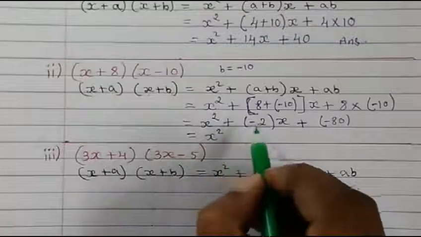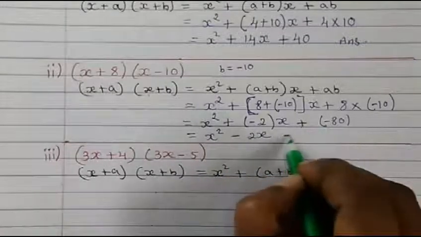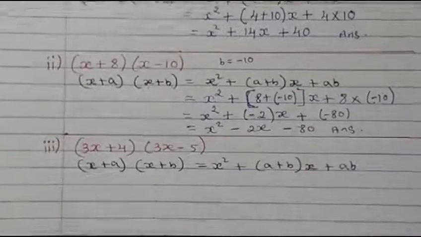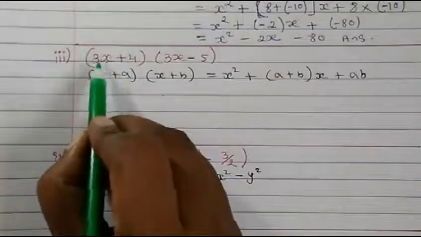So now let's write it down properly. x square plus into minus, minus 2x plus into minus, minus 80. So that's our answer. Now see the third one.